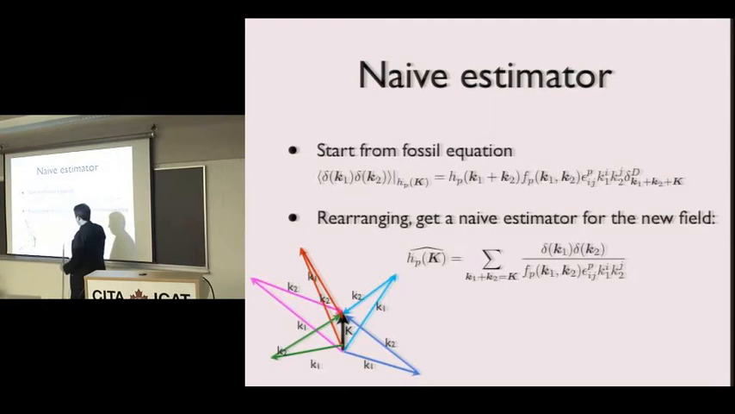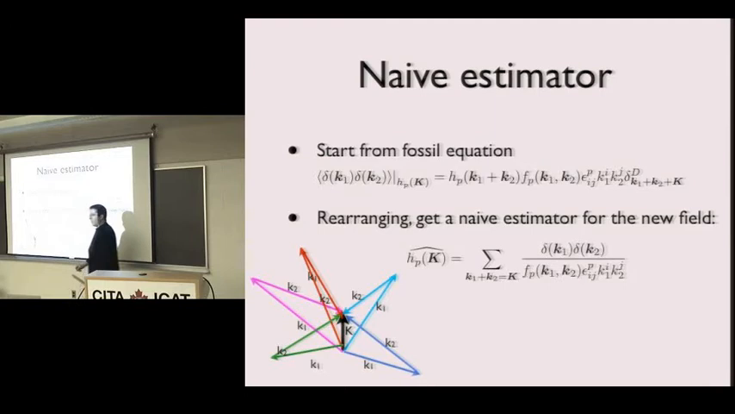And then I look at all triangles, all pairs of density perturbation modes, K1, K2, that add up to that capital K. And each one of these triangles, each one of these products, gives me an estimator for the amplitude h sub 3k. So just take this, divide both sides by all this stuff over here, and then each one of these triangles gives me an estimator for the amplitude h sub 3k.